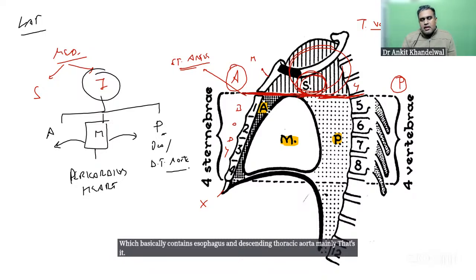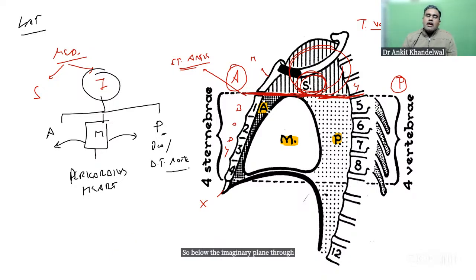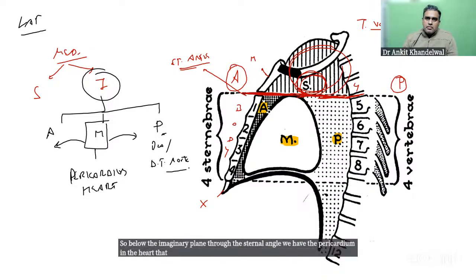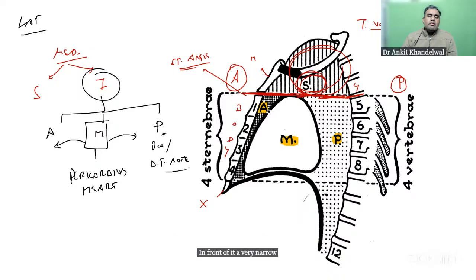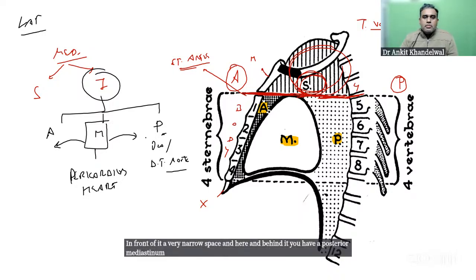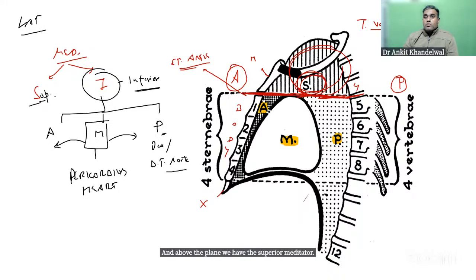So below the imaginary plane through the sternal angle, we have the pericardium and the heart that forms the middle mediastinum. In front of it, a very narrow space, anterior, and behind it, we have a posterior mediastinum. All this, anterior, middle, posterior, are a part of the inferior mediastinum. And above the plane, we have the superior mediastinum. This distinction is clear.